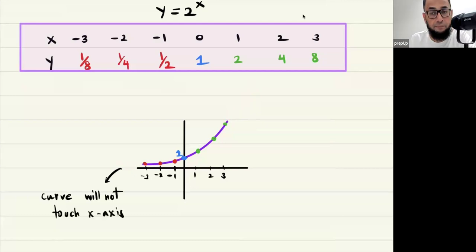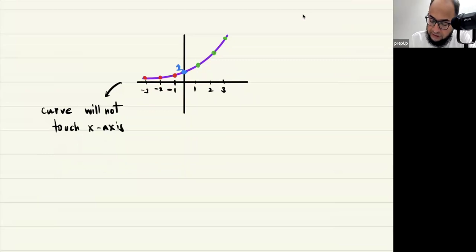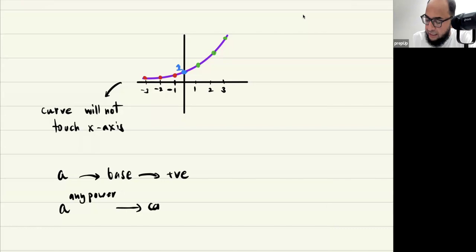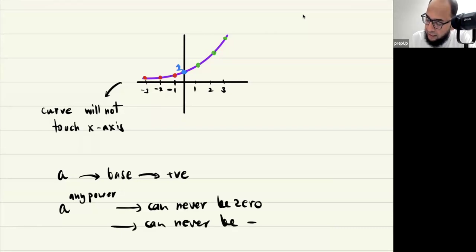How do I know that? I know that because if a base is positive, a raised to any power can never be 0. It can never be negative. So it will get very close to it, but it will never be 0.